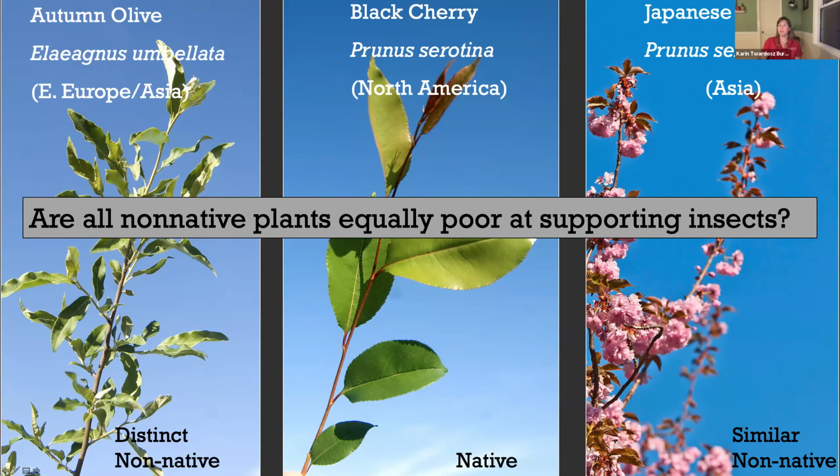However, Prunus serrulata, which is Japanese flowering cherry, is a species that is common here, but also is closely related to our native black cherry. So is it possible that because it's closely related, and there tends to be a relationship between the chemistry of plants that are closely related to one another evolutionarily, that these similar non-natives would be a bit better at supporting insects?